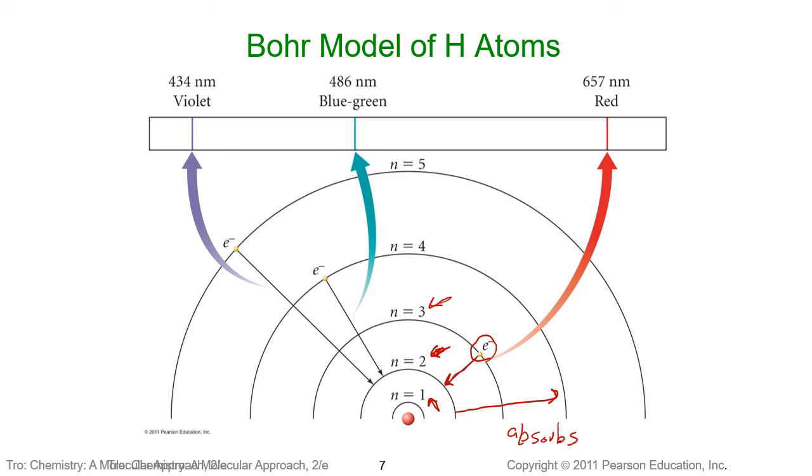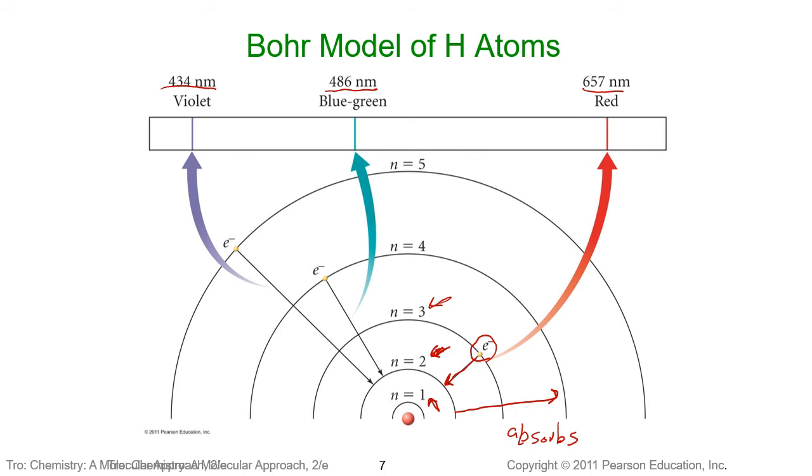Depending on the energy level that it is in the transition, we get different wavelengths of light. So if we're going from the 5th energy level to the 2nd, we see violet light for hydrogen. If we go from the 4th to the 2nd, we see blue-green. If we go from the 3rd to the 2nd, we see a red color.